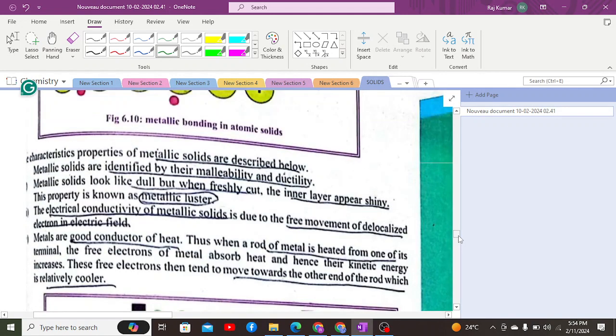Characteristics of these include, first and foremost, that they can be identified by their malleability and ductility, which means we can convert them into wires by thinning them, as well as into thin sheets. Moreover, metallic solids look dull, but when freshly cut, the inner layer appears shiny. This property is known as metallic luster.